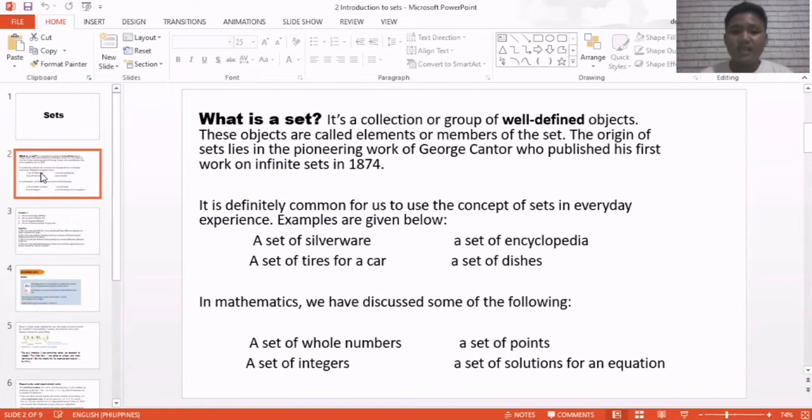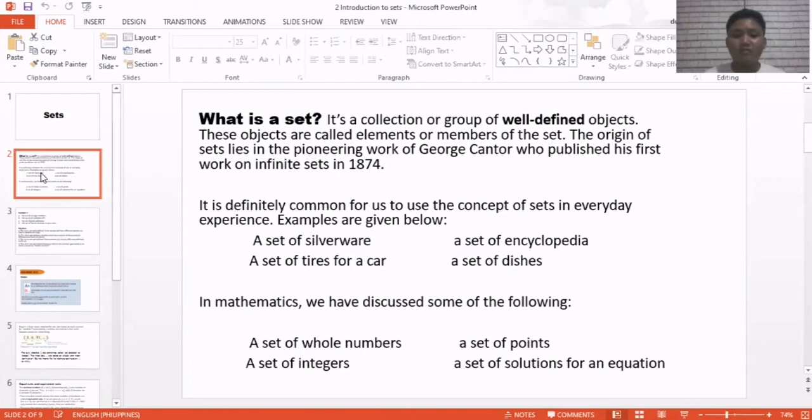The origin of sets lies in the pioneering work of George Cantor, who published his first work on infinite sets in 1874. It is definitely common for us to use the concept of sets in everyday experience. Examples are given below: a set of silverware, a set of tires for a car, a set of encyclopedias, a set of dishes.